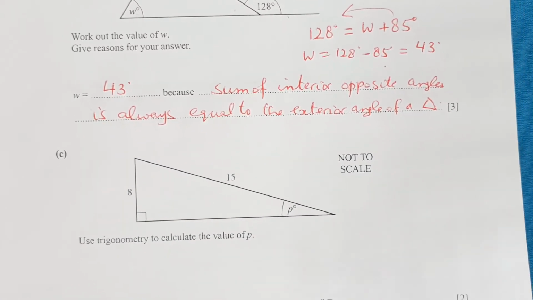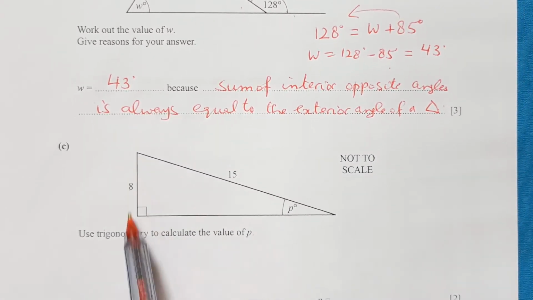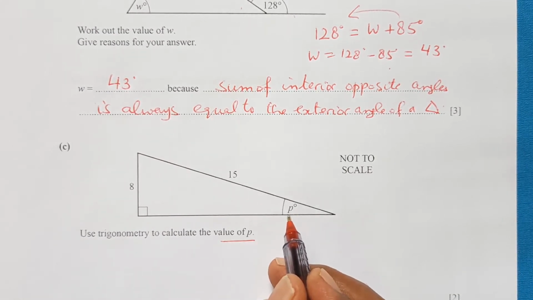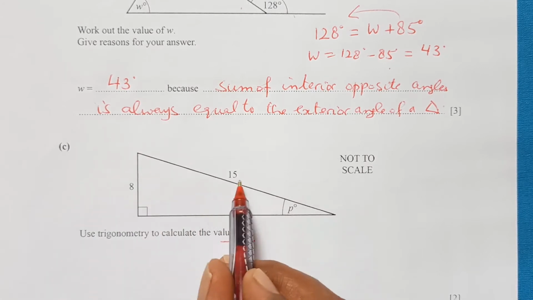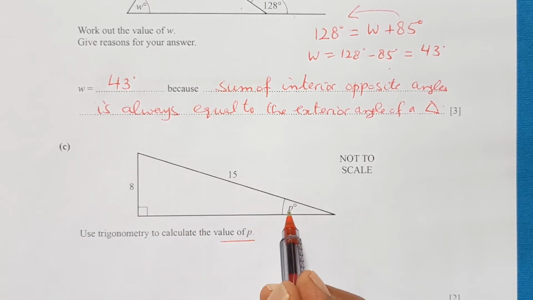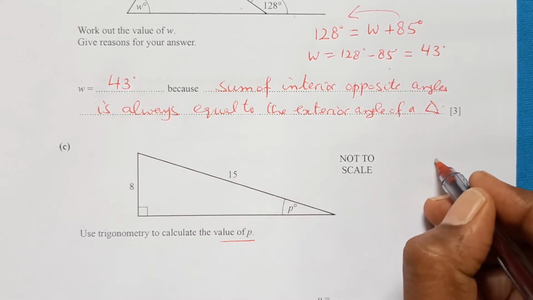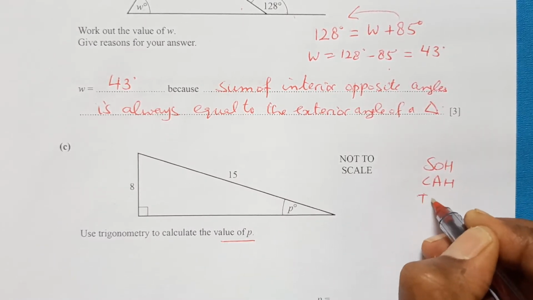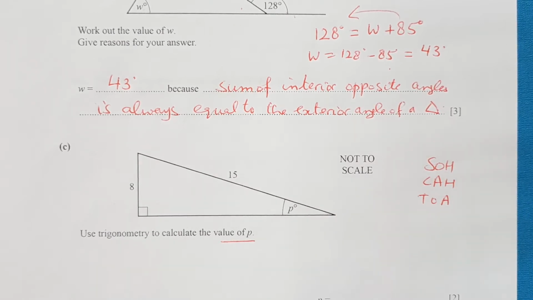Now part C. We are given this triangle here. Use trigonometry to calculate the value of P. So we need the value of P. We have two sides given to us, so we need one angle. So we can use SOHCAHTOA. Let's see which one is applicable here.